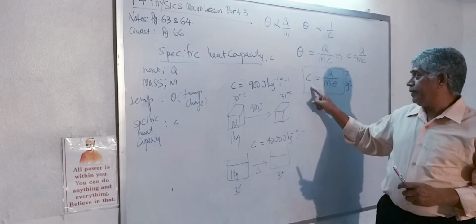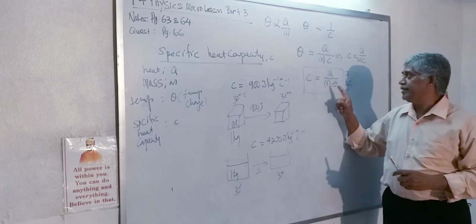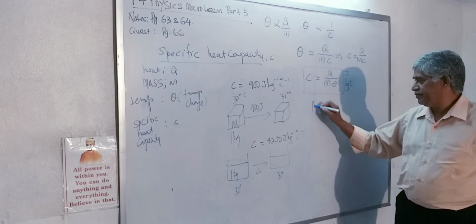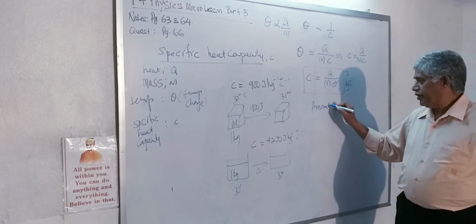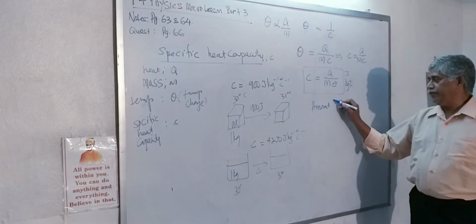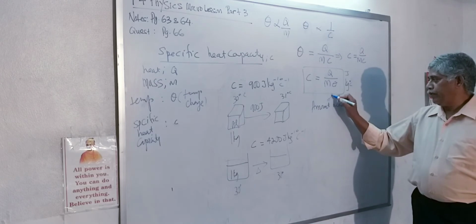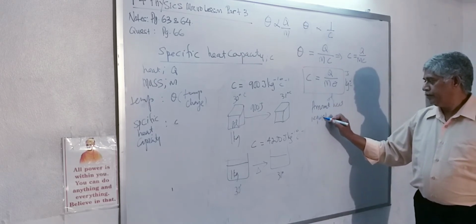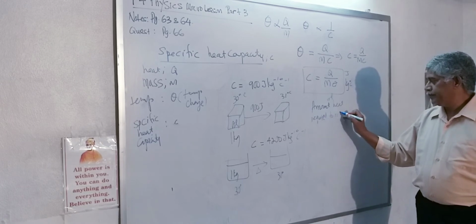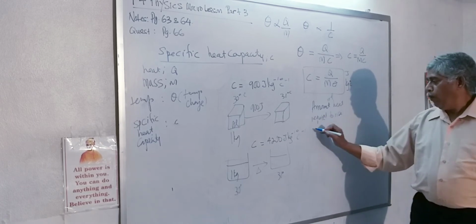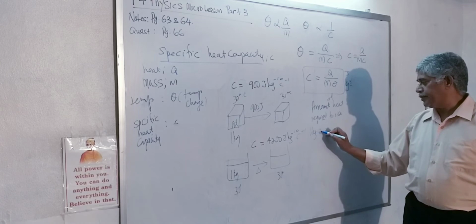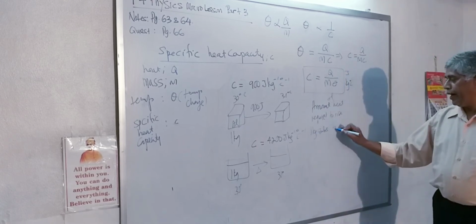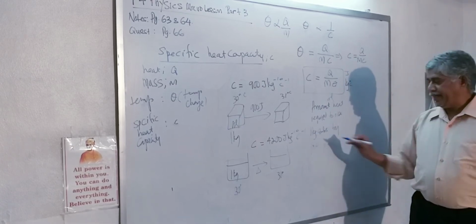So the specific heat capacity is defined as the amount of heat required to raise 1 kilogram of substance by 1 degree Celsius. This one you can check in your notes.